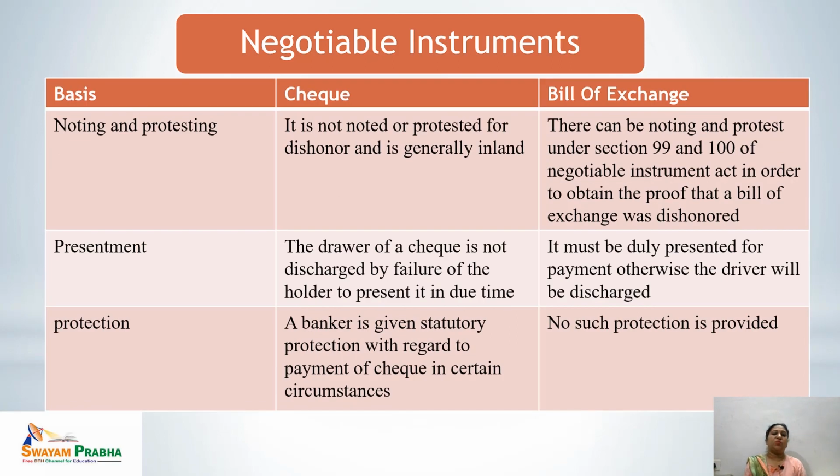So, the next point is noting and protesting. A check is not noted or protested for dishonor and is generally inland. But in case of a bill of exchange, there can be noting and protesting under sections 99 and 100 of the Negotiable Instruments Act 1881, in order to obtain the proof that a bill of exchange was dishonored, which is missing in case of a check. Presentment. The drawer of the check is not discharged by failure of the holder to present it in due time.